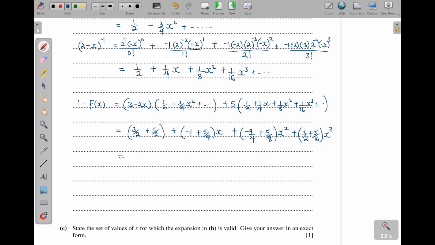So what do we get here? 3 plus 5, you'll get 8. Then divide by 2, that one gives us a 4, okay? Then 4 times negative 1, you'll get negative 4. Then plus 5, that one will give us a 1. So we shall have a quarter of x.